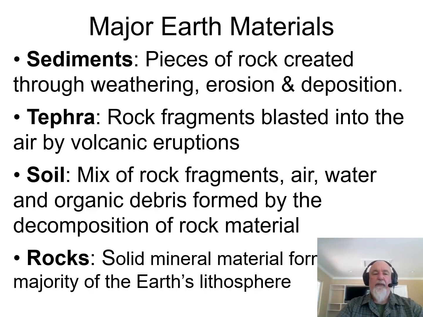Soil is a mix of rock fragments and air and water and organic materials. Basically rotten rock. It takes a long time for that rock to rot away to form that soil. And finally, we've got rocks. Those are solid mineral matter that we find within the Earth's crust. And we're going to discuss these in order.